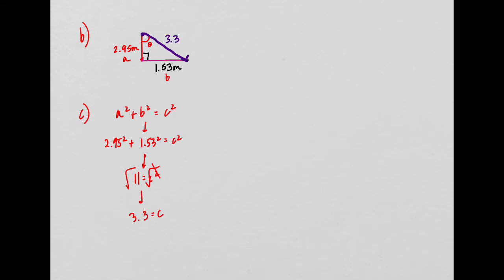3.3. Now that we know that, we can use the trigonometric method in order to solve for theta. So we're going to use the sine function. We're going to use opposite, which is 1.53, divided by hypotenuse, which is 3.3. When I plug that in, I get that the sine of theta is 0.46. When I take the inverse sine of both sides, I get that theta is 27 degrees.